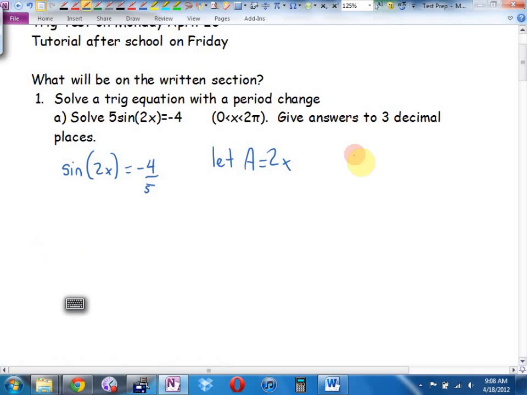And I'm going to make a note. The new period is... I don't want to forget that there is a period change, so I always write that down while it's fresh in my mind. So we are going to solve this.